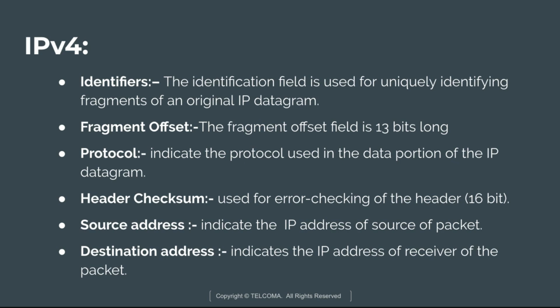After that, the header checksum. Header checksum is basically used for error checking of the header, and it is 16 bits long. The source address indicates the IP address of the source of the packet, or the generator of the packet, whereas the destination address is the receiver of the packet. It will include the address of the receiver who is going to receive the packet.